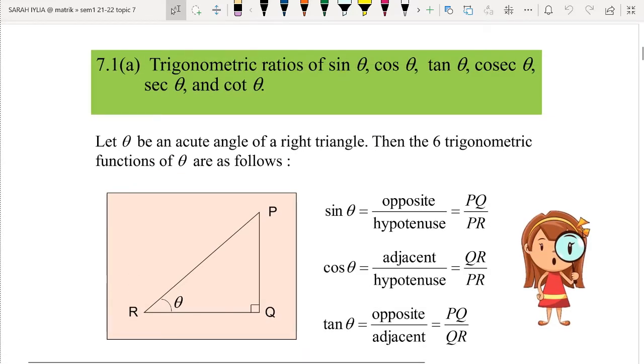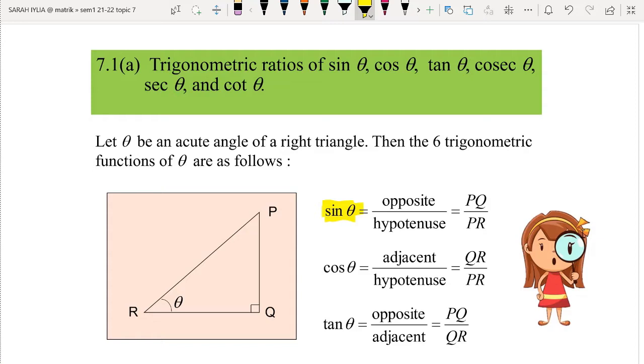I believe all of you still remember. Altogether, we have three basic ratios for trigonometric functions. The first one is sine theta. In order to find that, it's basically opposite over hypotenuse. So based on this right angle triangle, if we want to find sine theta, we get PQ, that's the opposite side, divided by PR, that's the hypotenuse.